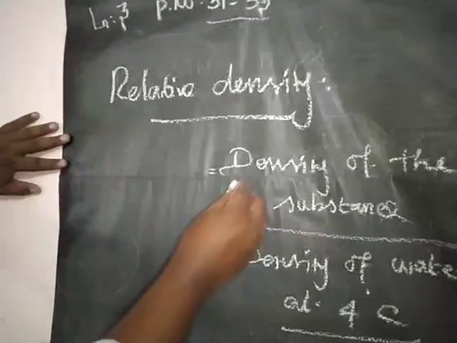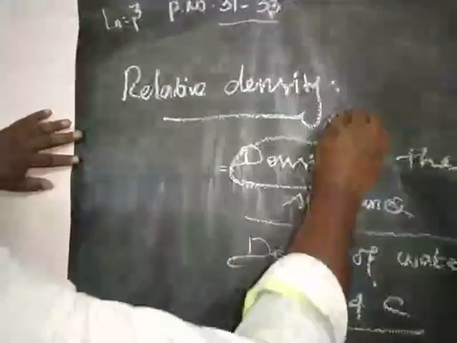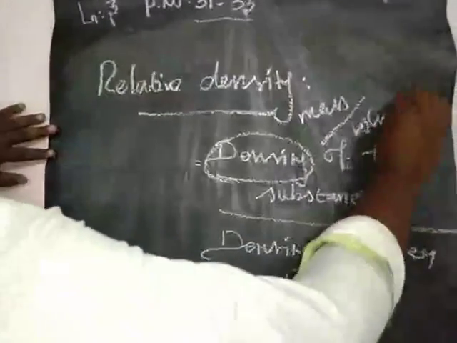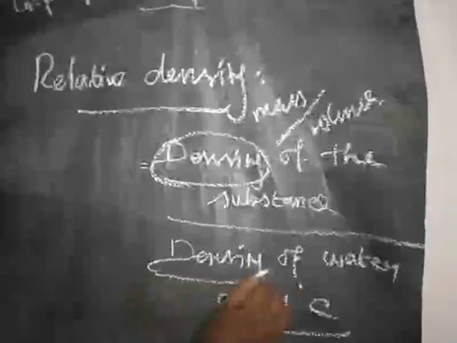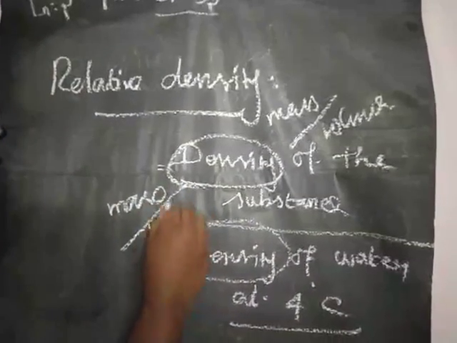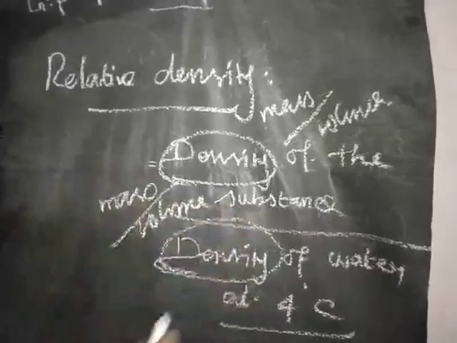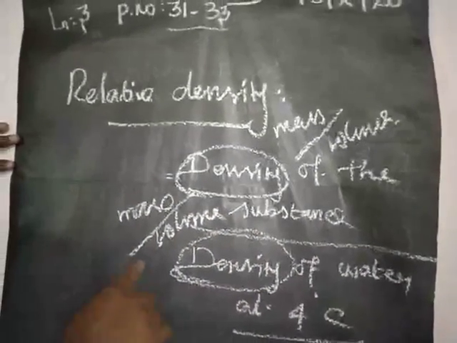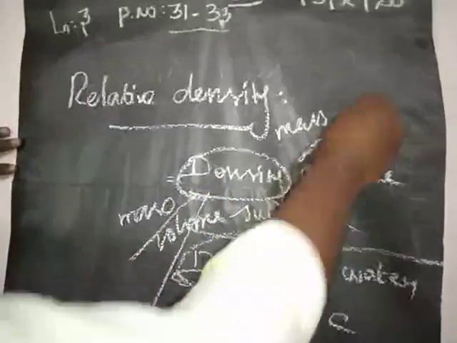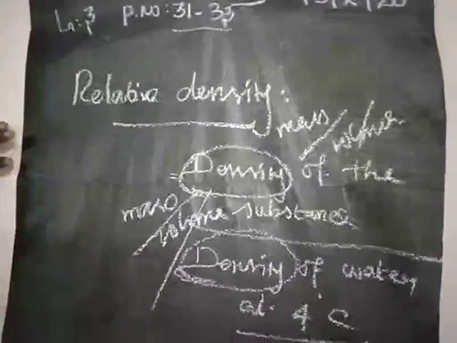So instead of density we may apply mass divided by volume. Mass of the substance divided by volume of the substance. The same way, mass of water at 4 degrees Celsius divided by volume of water at 4 degrees Celsius. So both the volumes get cancelled. So what is the final formula?